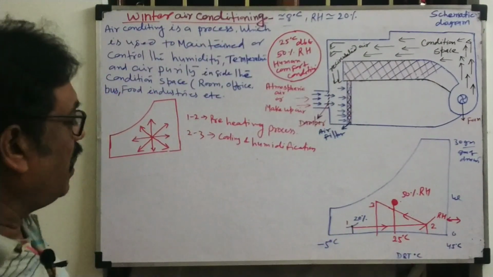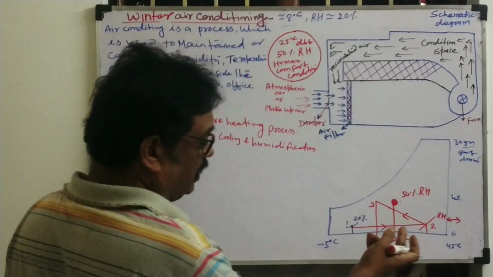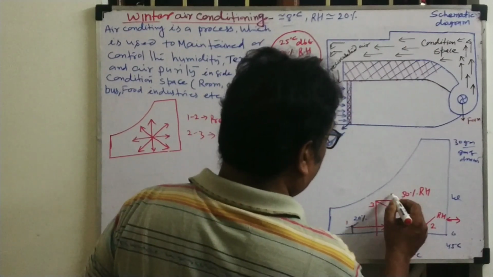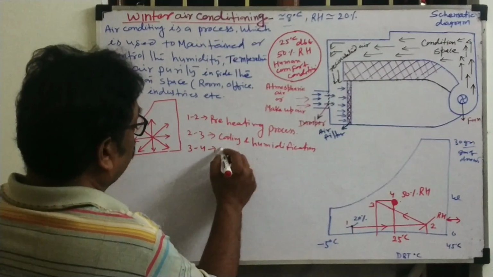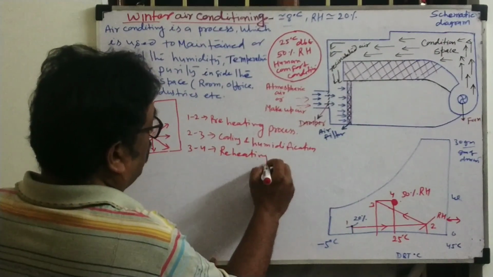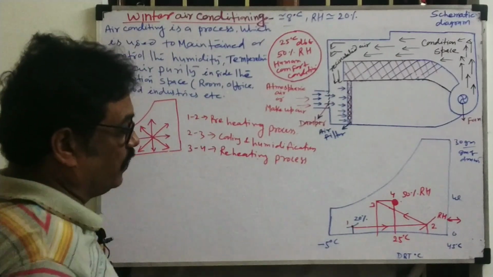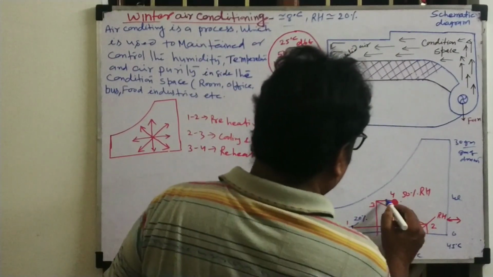Now what is the last process? Humidity we have to reduce. That means we have to heat, then temperature will also improve. So the final step will be 3 to 4, the reheating process. So 3 processes are adopted for winter air conditioning. This is called the reheating process.